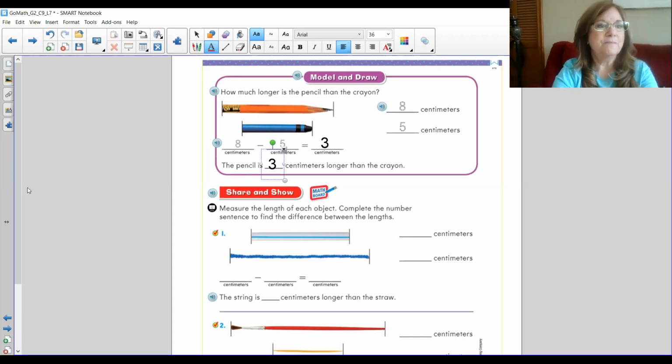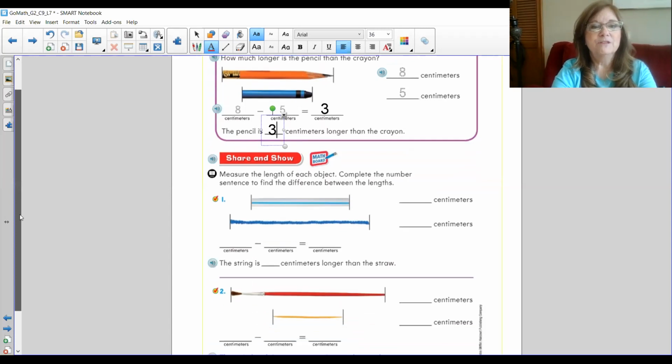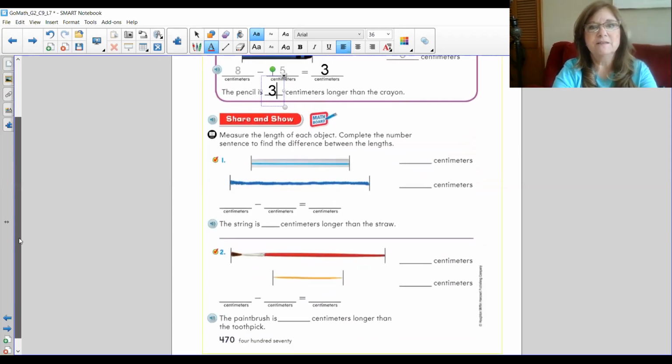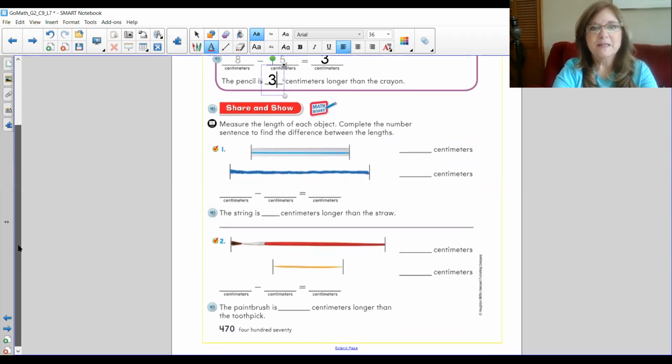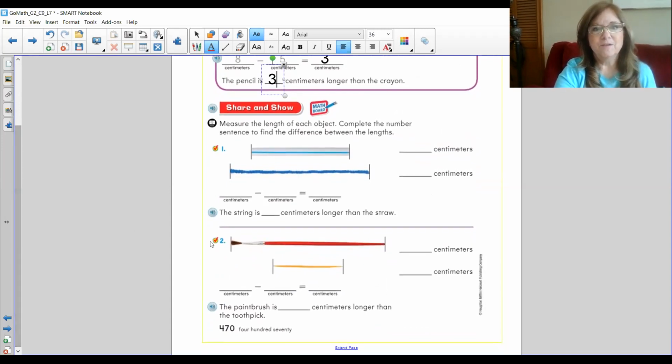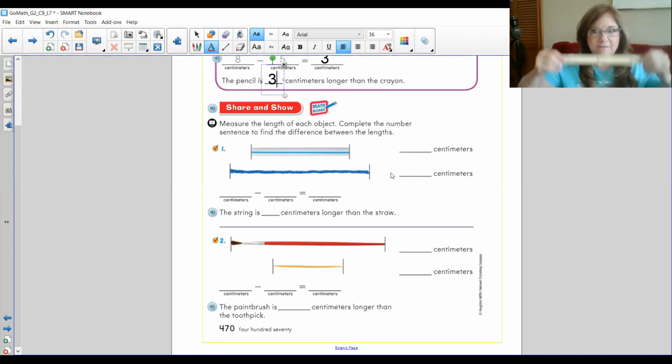Now we are going to do some measuring. We are going to measure the length of each object and complete the number sentence. So we're going to measure both of these objects. Get your centimeter ruler ready. Got it ready? We're going to measure. And then we're going to write a number sentence with the greatest number minus the lesser number will equal the difference. So get ready to measure.